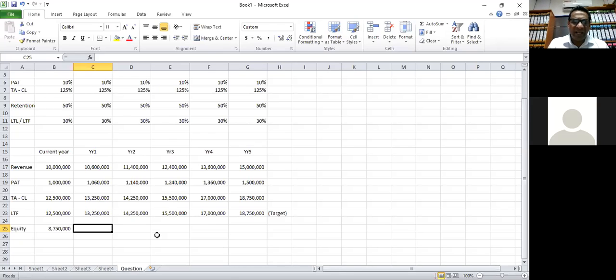Next year equity will be current year equity plus next year retained profits. So how do we calculate that? This is opening equity plus next year PAT 1,060,000 from that retention ratio.